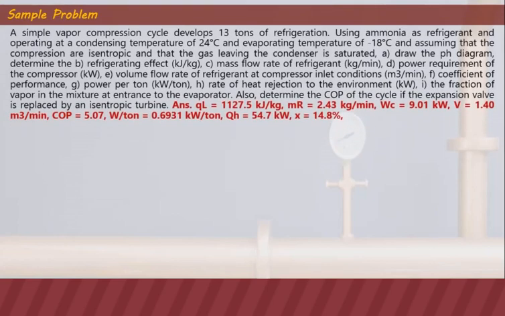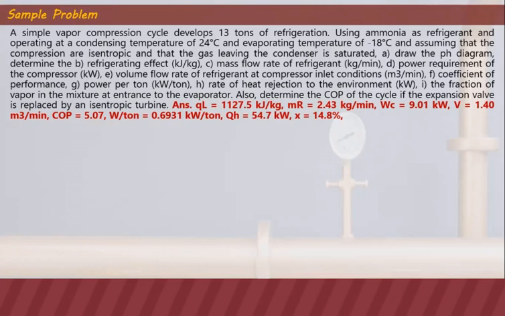Here is the problem. A simple vapor compression cycle develops 13 tons of refrigeration using ammonia as refrigerant and operating at a condensing temperature of 24 degrees Celsius and evaporating temperature of negative 18 degrees Celsius, and assuming that the compression is isentropic and that the gas leaving the condenser is saturated.